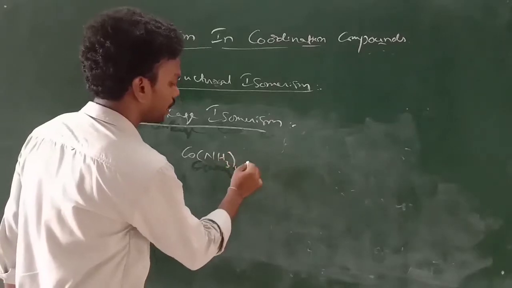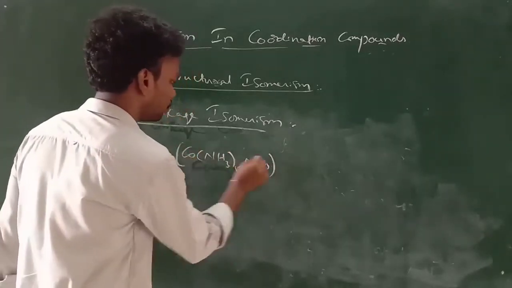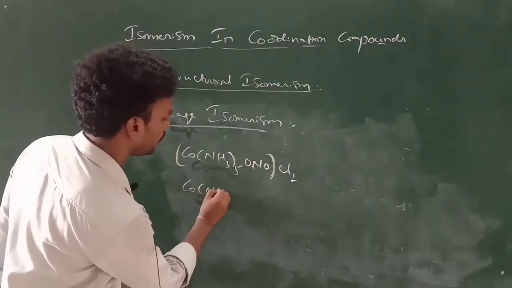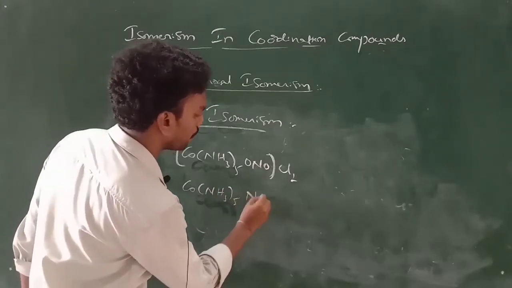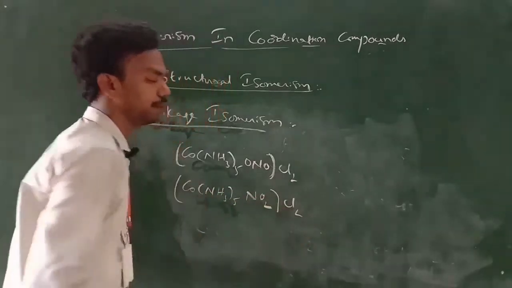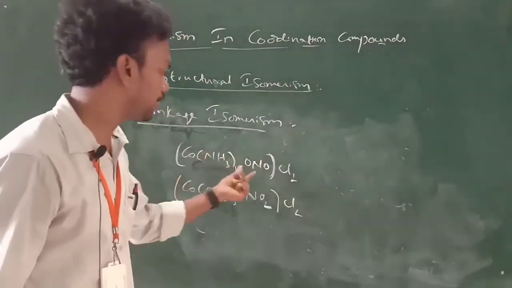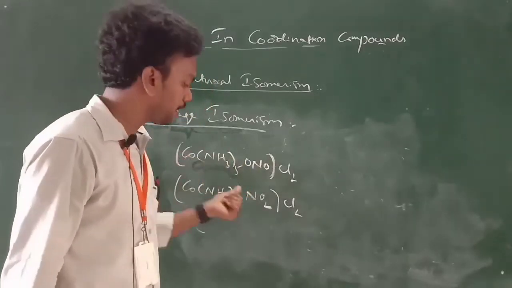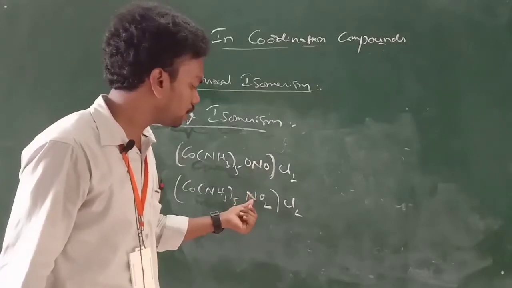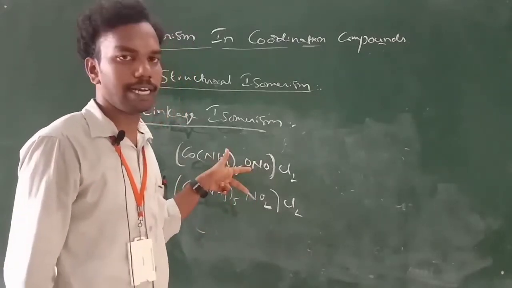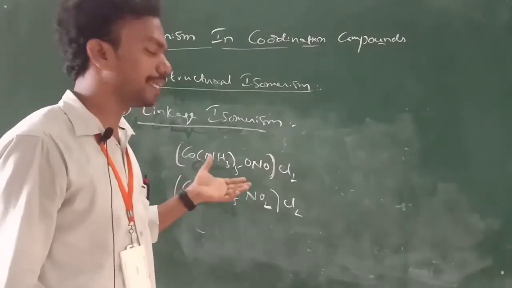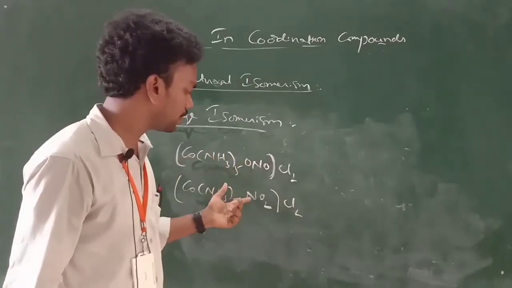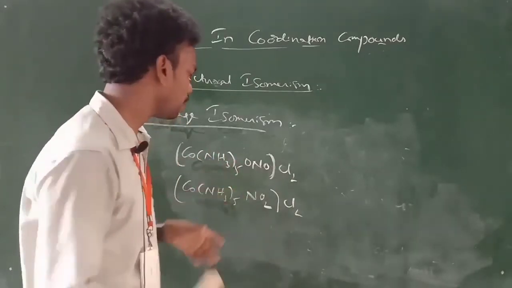[Co(NH3)5(ONO)]Cl2 and [Co(NH3)5(NO2)]Cl2. These two are linkage isomers, because here ONO means oxygen donates its lone pair to the central atom, cobalt. Here NO2 minus means nitrogen donates its lone pair to the central atom. Both have the same molecular formula, but the linkage differs: oxygen linked to the central atom in one, and nitrogen linked to cobalt in the other. So this is one example.